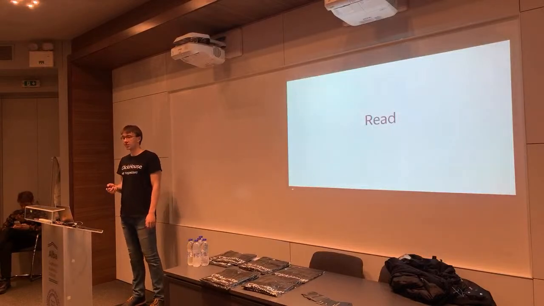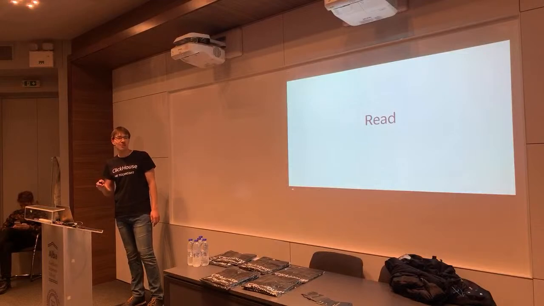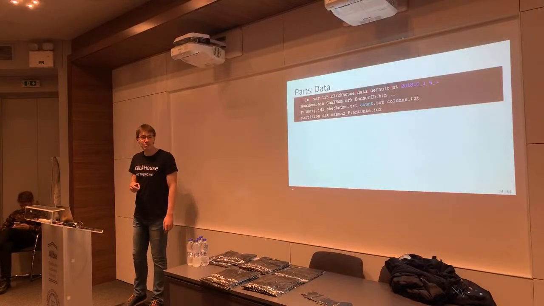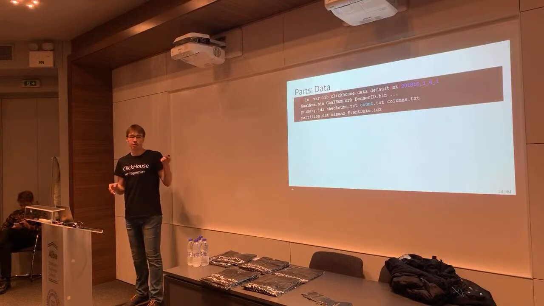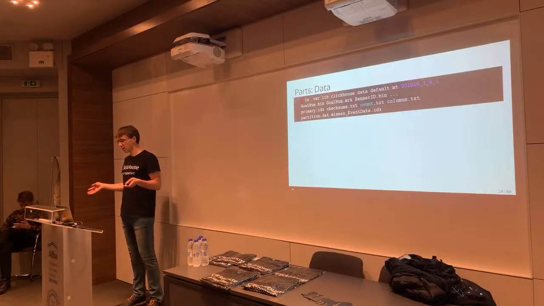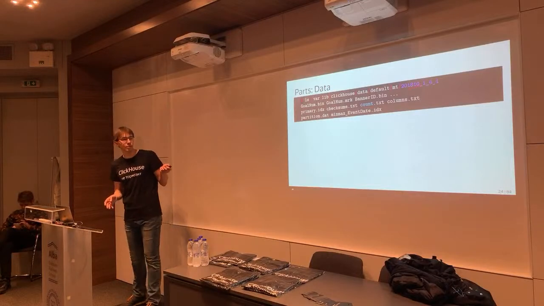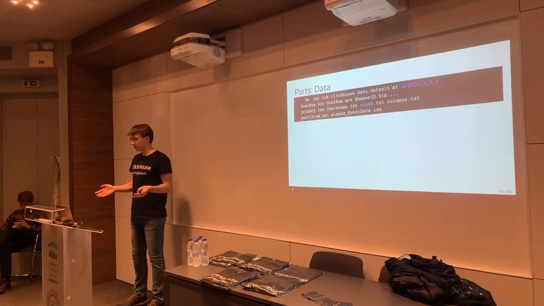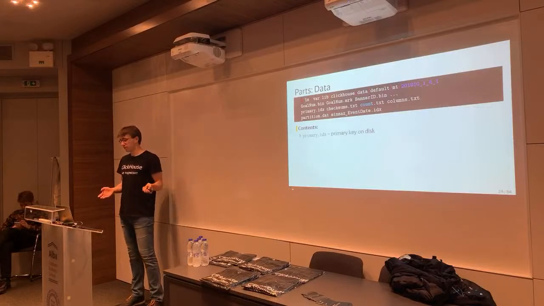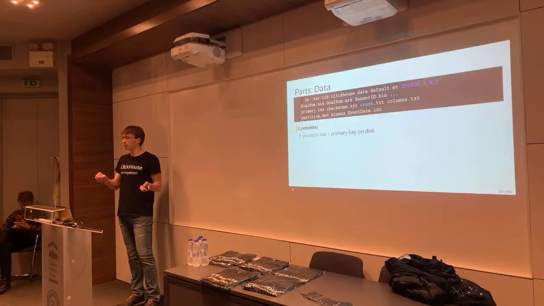Now let's try to read some data, which is much trickier. For this purpose we have to look inside parts. They all have equal structure, so we can choose any, and I choose this one. First of all, we will see that we have a lot of files in each part. We have a file for the primary key, which stores information about our primary key data.